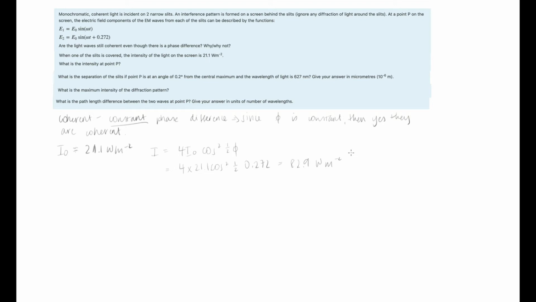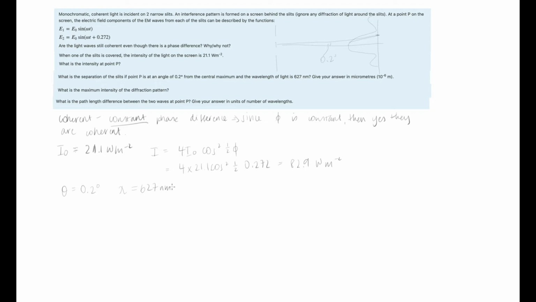The next part, what is the separation of the slits if point P is at an angle of 0.2 degrees from the central maximum? Okay, so I'll just draw what our slit setup looks like. This is our central point. Here we have a maximum, and then this is sort of what it looks like. So we've got some point here, and this angle here is our 0.2 degrees. And the wavelength of light is 627 nanometers. We want to know what is the separation of the slits.